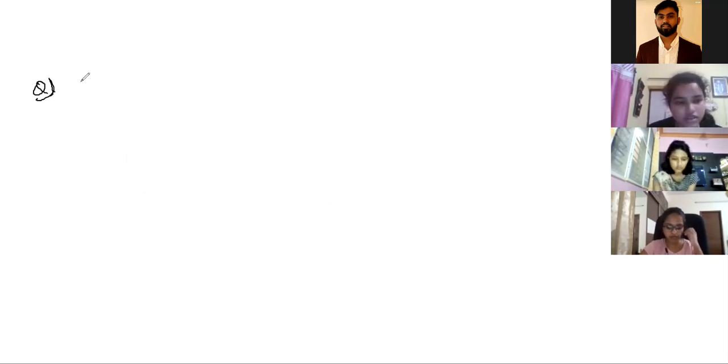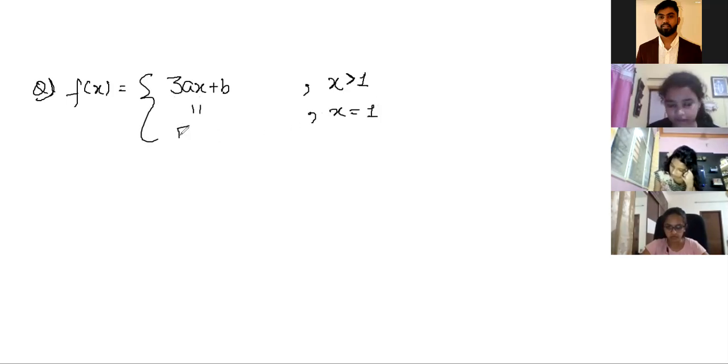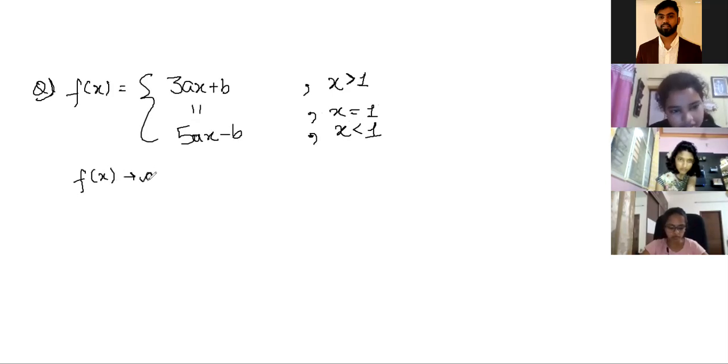So we have a function which is 3ax plus b when x is greater than 1, 11 when x is equal to 1, and 5ax minus b when x is less than 1. So the question is, f(x), this function, is continuous at x is equal to 1.